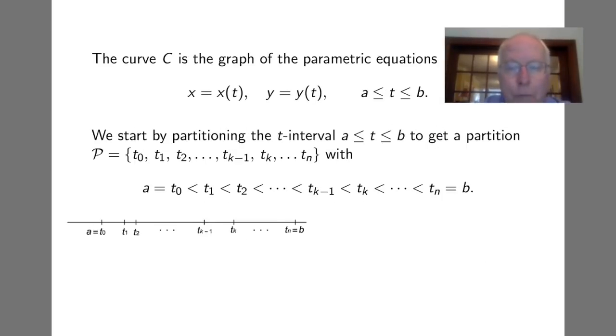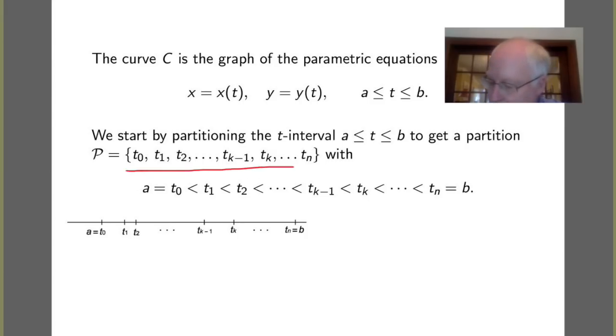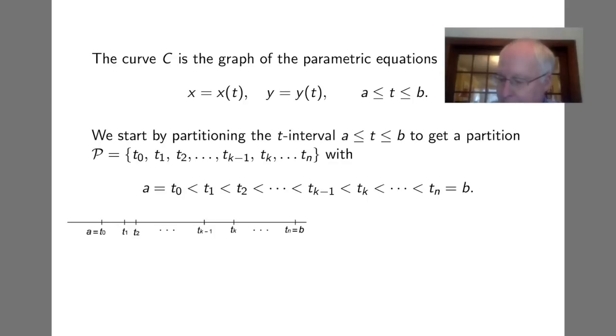So let's suppose we have a curve C, again described by these parametric equations listed here. We'll start by partitioning the t interval, so t between a and b, and our partition, as always, is just a set of points in the interval, and they are listed here. And as always, we assume the values are increasing with index. The first partition point is t0, which is a, and then t1 next, then t2, etc. And the last partition point turns out to be b. And you see them laid out here on this axis.